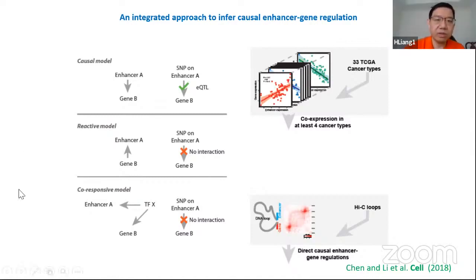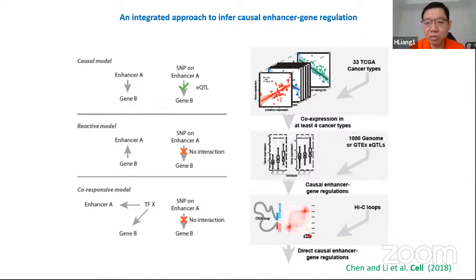To distinguish these three models, one way is to focus on the eQTL signal, because only in the causal model can one SNP in the enhancer show an eQTL signal for the gene. Based on this principle, we built this model where we start from the co-expression pattern between enhancer and gene across multiple cancer types.